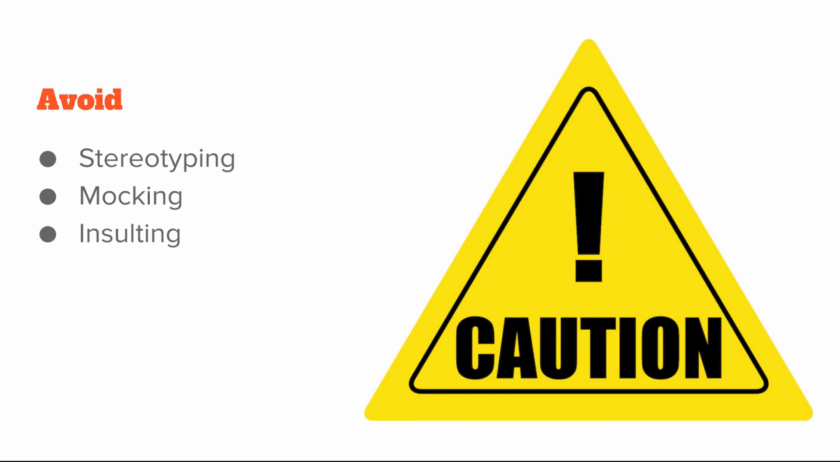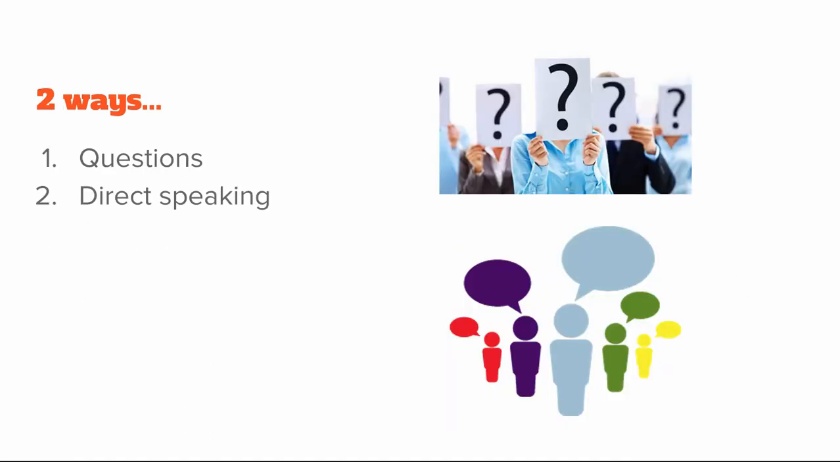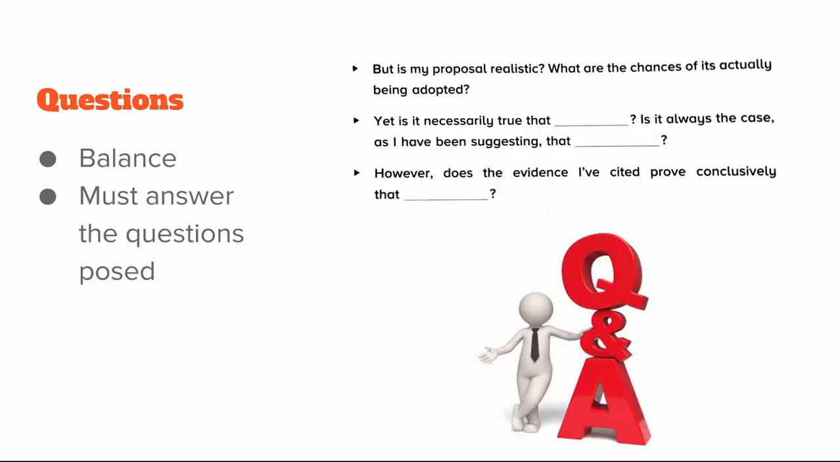So, knowing this, two basic ways to introduce the naysayers. So we've talked about how to kind of put them in there. Here's two ways to introduce them. You can ask questions, or you can let the naysayer speak directly in your text. So the first way is questions.